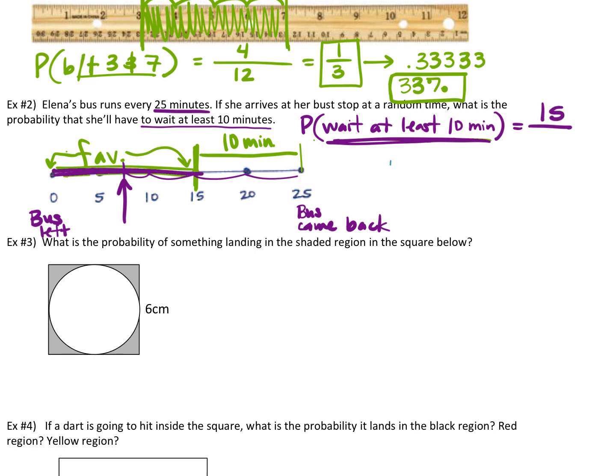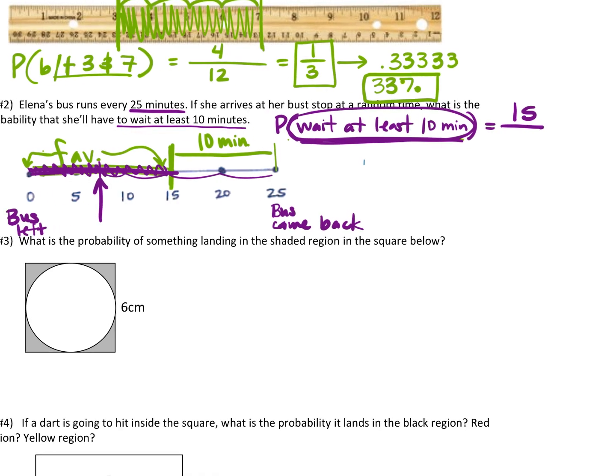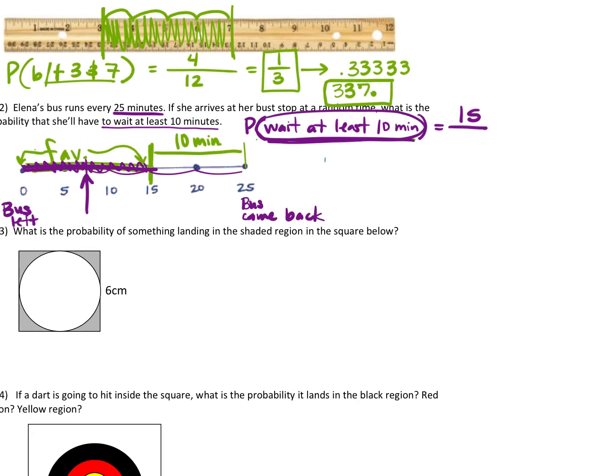Why? It's not saying it's favorable in that we want to wait that long. It's favorable in that it's the thing we're trying to find the probability of. We're trying to find the probability that we wait at least 10 minutes, right? So that favorable chunk is waiting 10 minutes or more. That's those 15 minutes where you'd wait 10 minutes or more. What's the total possible?